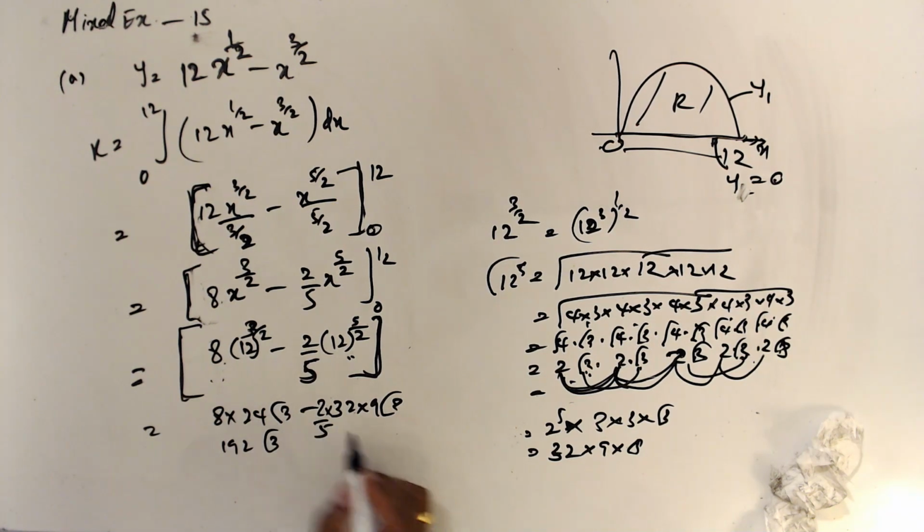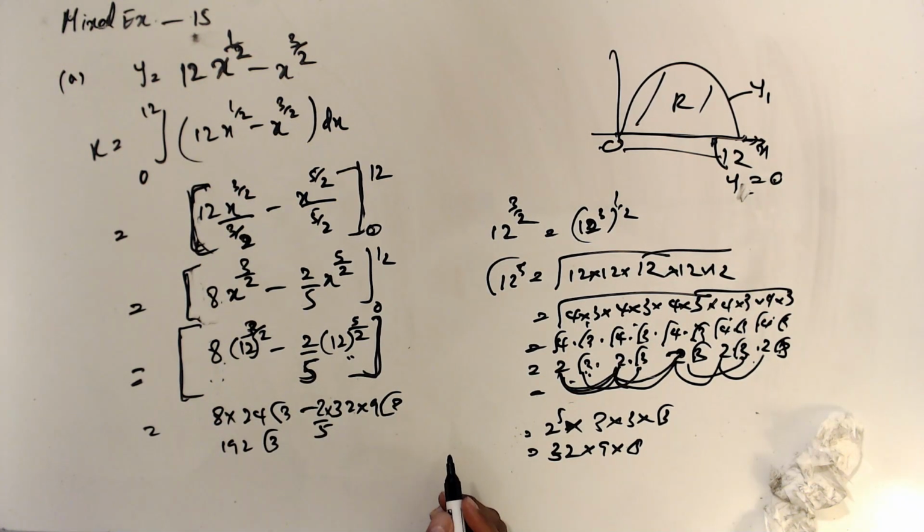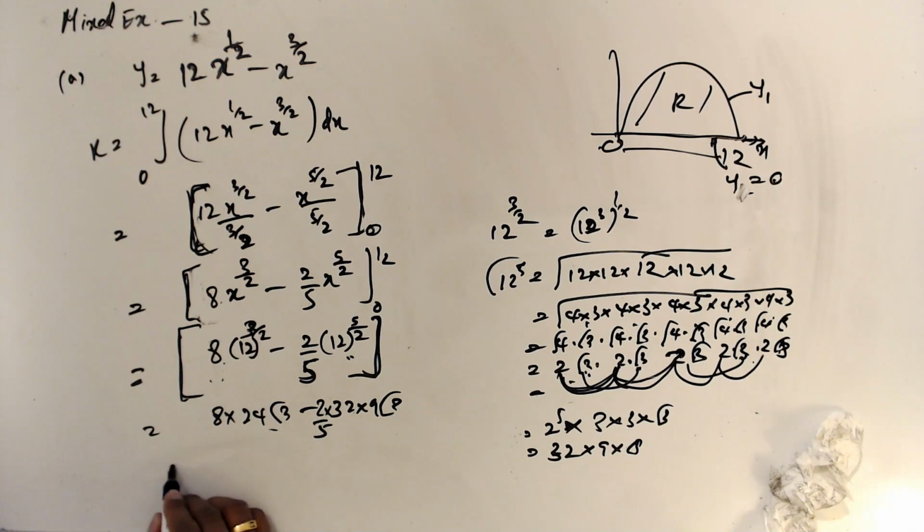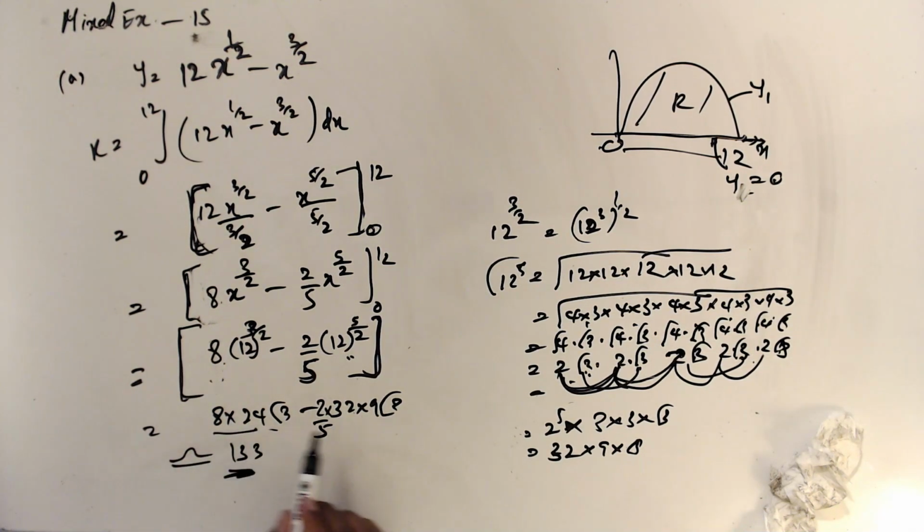And times 2 over 5. So you'll get an answer of approximately 130. So you can multiply and then simplify now.